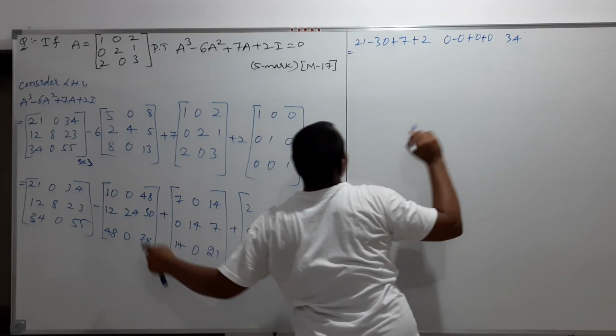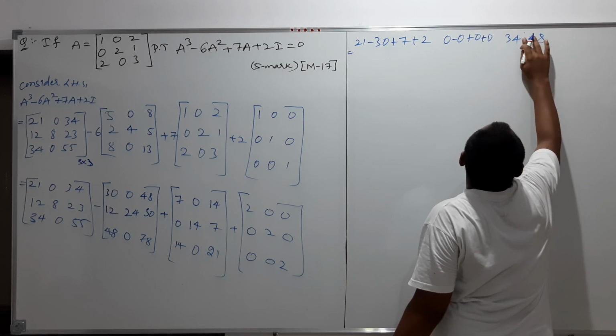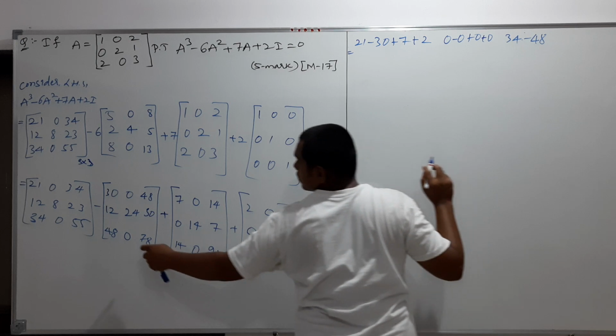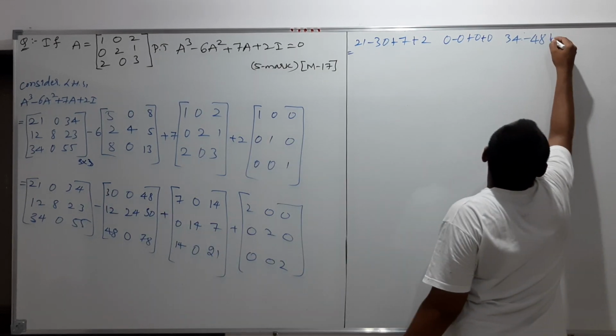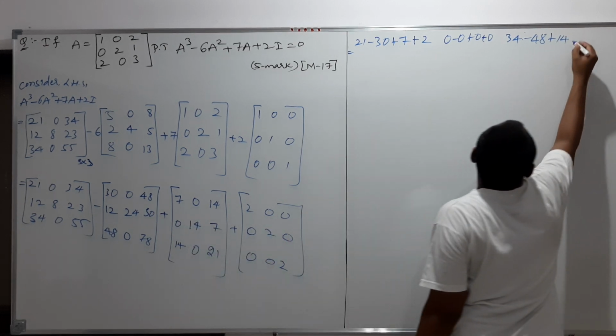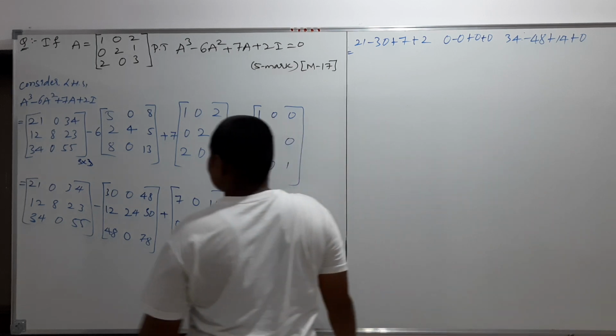34 minus 48. Here it is: 34 minus 48 plus 14 plus 0. Clear?